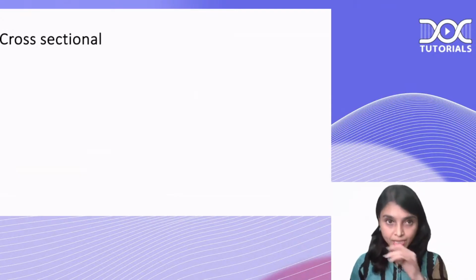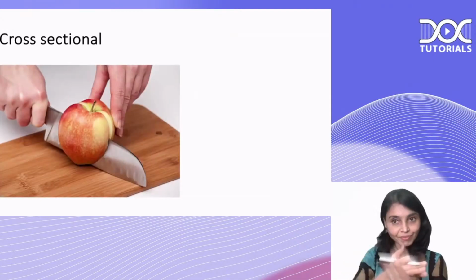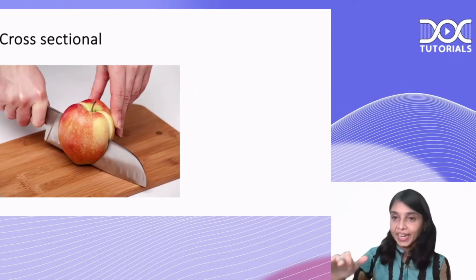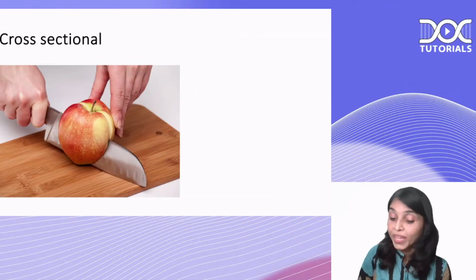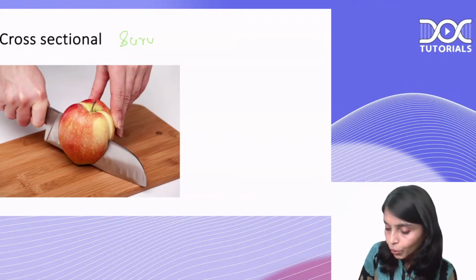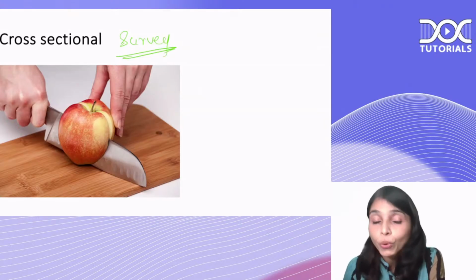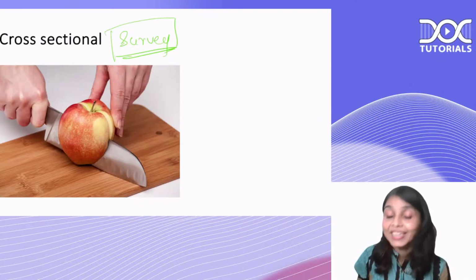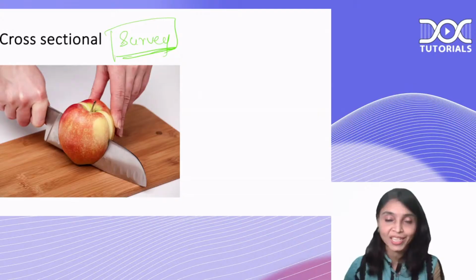Next is the cross-sectional study. I'll be discussing only these 3. Cross-section means, as the name indicates, you're taking a cross-section of a population. That means at one time you are taking the cross-section of the population, like doing a survey. Doing a survey is the best example of a cross-sectional study. So in a question, if you find the term survey, do understand the question is about a cross-sectional study.